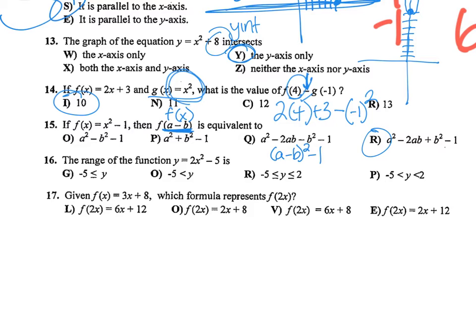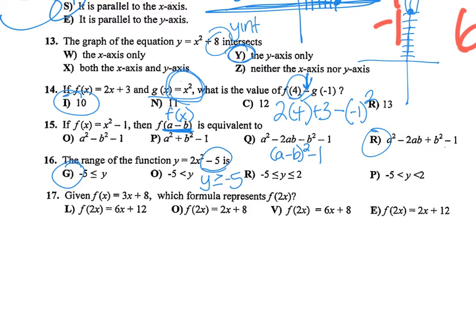All right, so what we're going to do is this -5 on number 16 is my y-intercept. That means that y is going to be greater than or equal to -5. Since that's my y-intercept, it's going to hit at 0, -5. So the answer is going to be G for number 16.